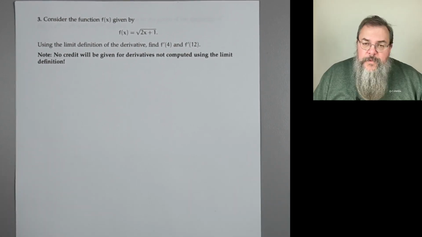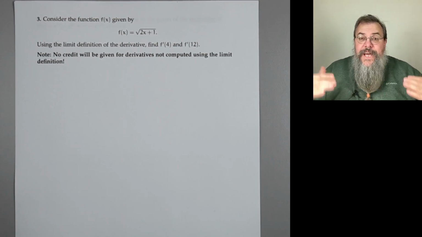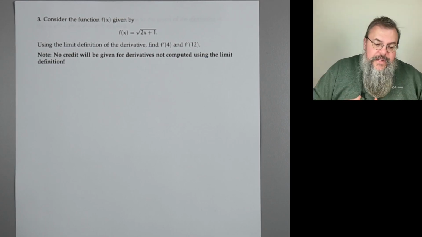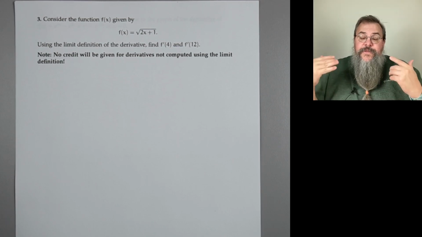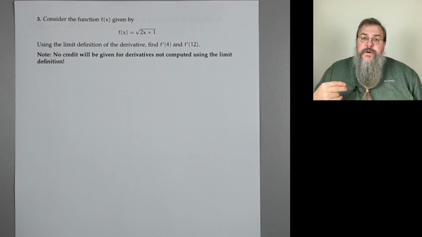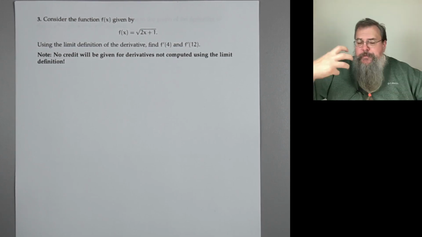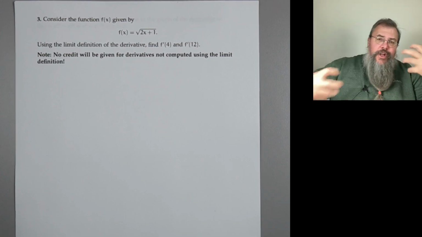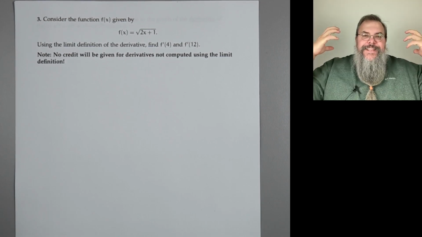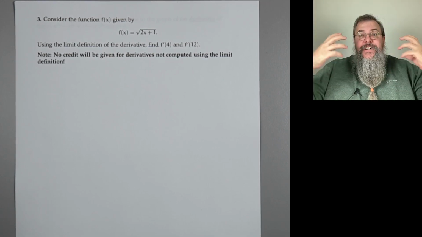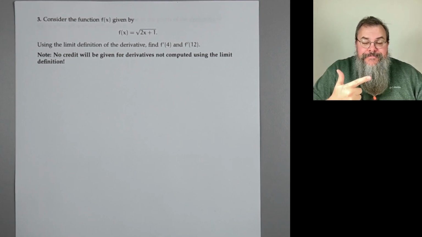Number 3, we're moving right along. Consider the function f of x given by f of x is the square root of 2x plus 1. Using the limit definition of the derivative, find f prime of 4 and f prime of 12. And then like really bold, no credit will be given for derivatives not computed using the limit definition. So they really are testing us on, do we know the definition and do we know algebra?